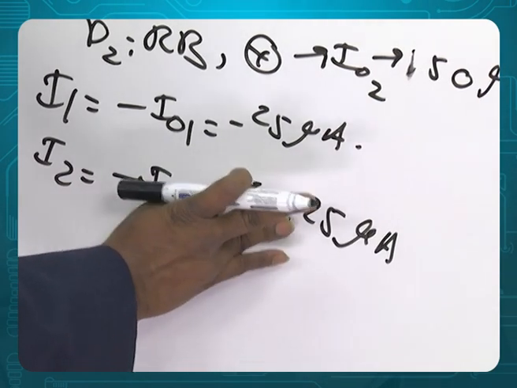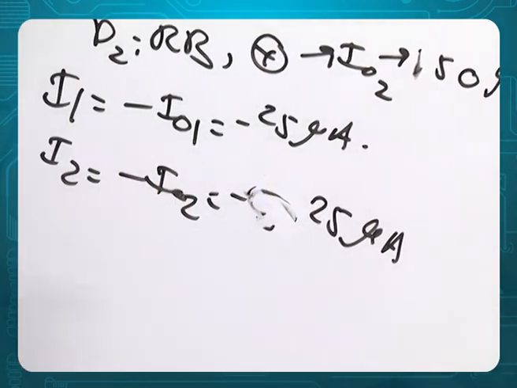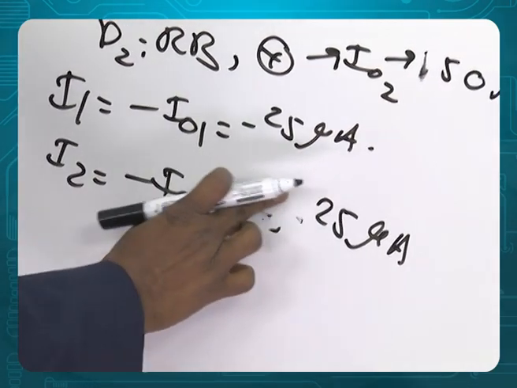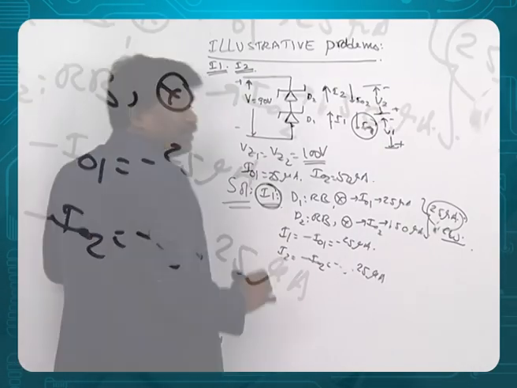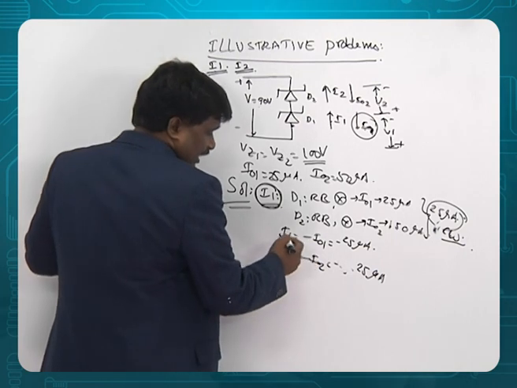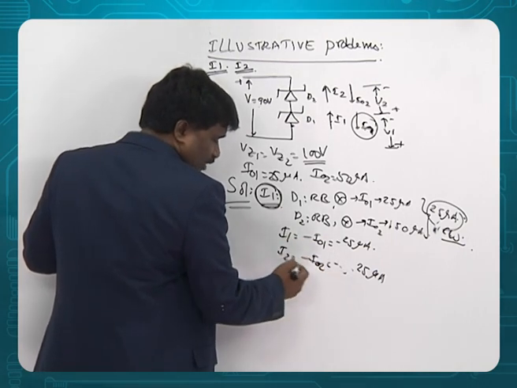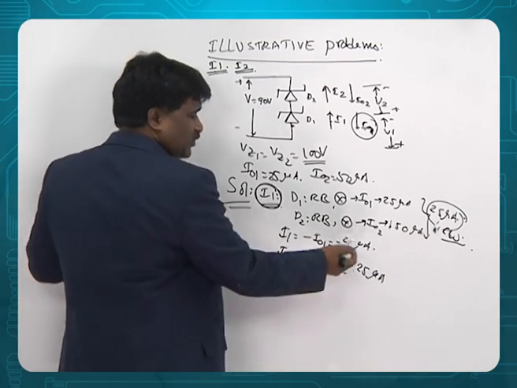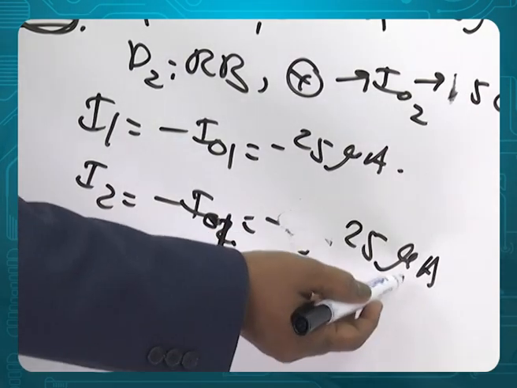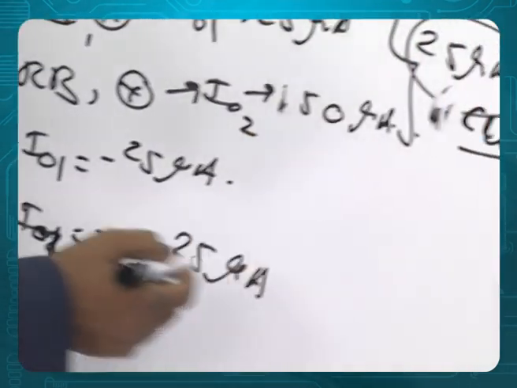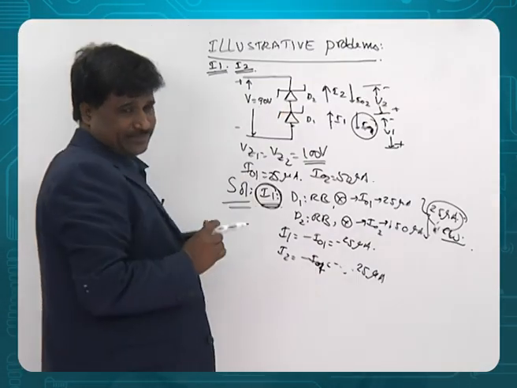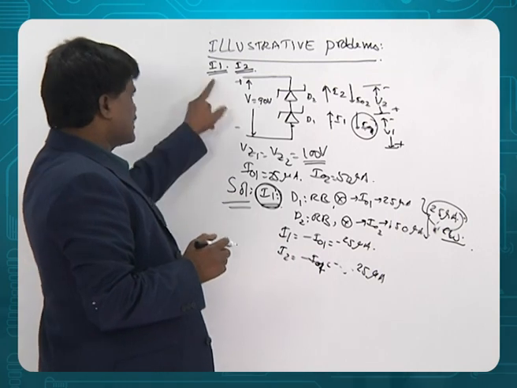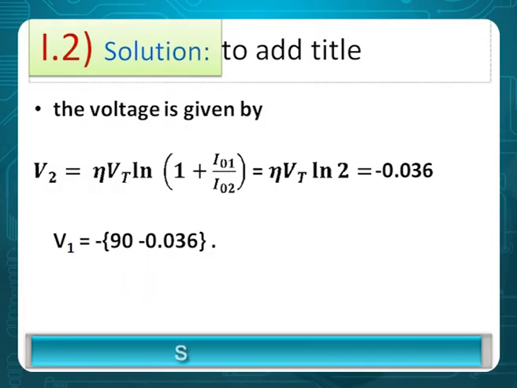In both places it is 25. So 25 in this here, also here, two things. I1 is I01, I2 also I01. This is I01 25, this is also I01 25. 25 is going in the clockwise direction. That's the first answer. Now coming to the second answer, solution for the second problem.